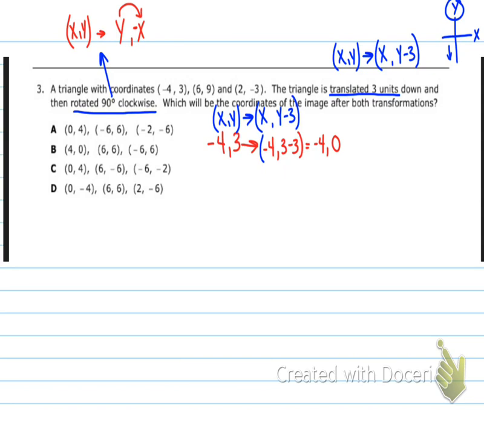I've got to apply my 90 clockwise rotation rule to this point. So I need to switch them. Instead of -4, 0, I'm going to say 0, -4. Then I'm going to make my clockwise arrow to show that the -4 will become opposite. So it's really 0, +4. This is my first answer.